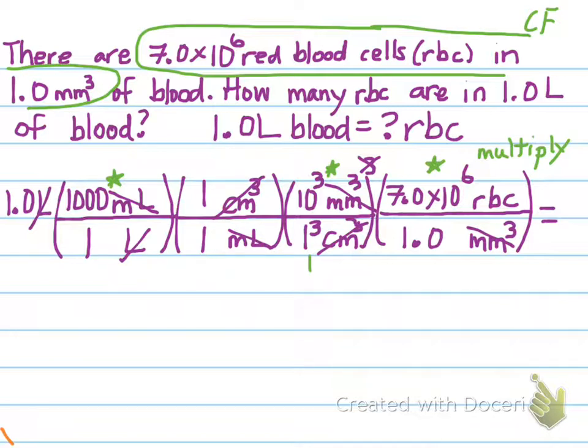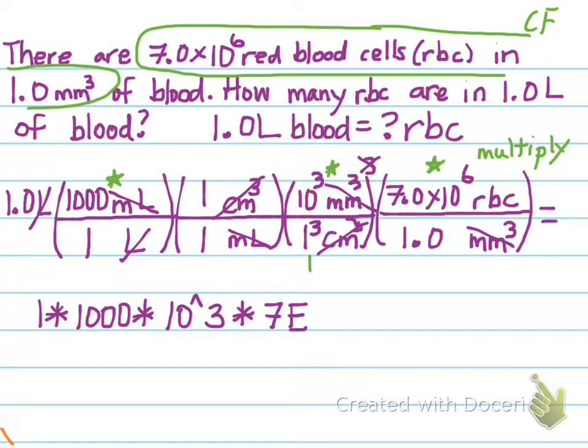Okay, so how am I going to type this in my calculator? I'm going to type 1 times 1,000 times 10 cubed times 7E6. And then I'm going to hit my enter.